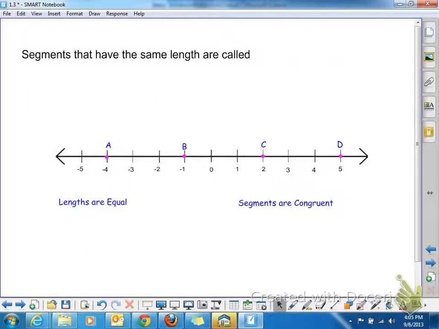So segments that have equal length are called congruent segments. In this case, we have segment AB, segment BC, and segment CD. We could also say we have segment AC and BD. Let's find two segments that have equal length.